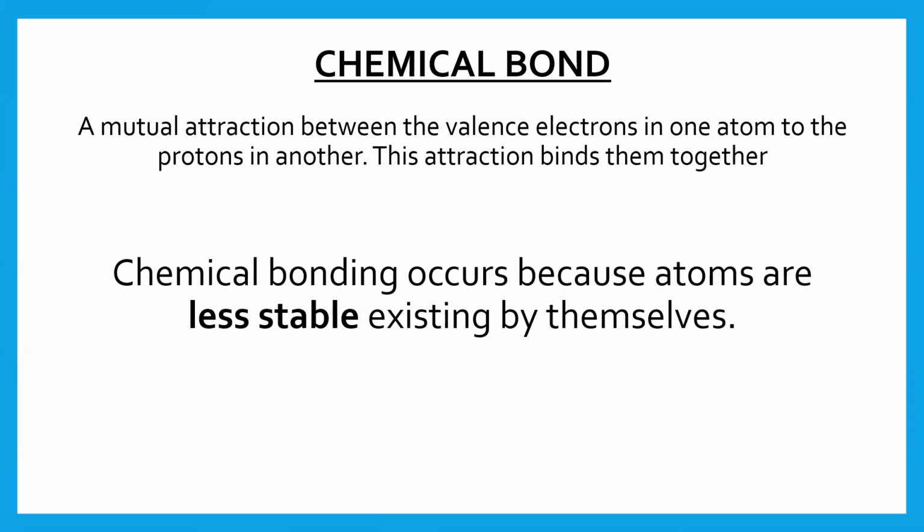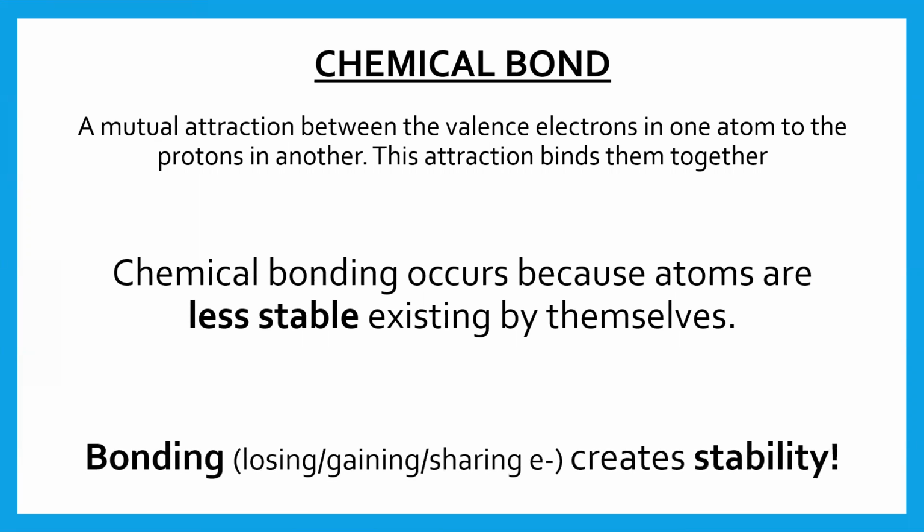Chemical bonding occurs, once again, because atoms are less stable by themselves. Chemical bonding, either losing electrons, gaining electrons, or sharing electrons, creates stability, and stability is what everything wants in nature.